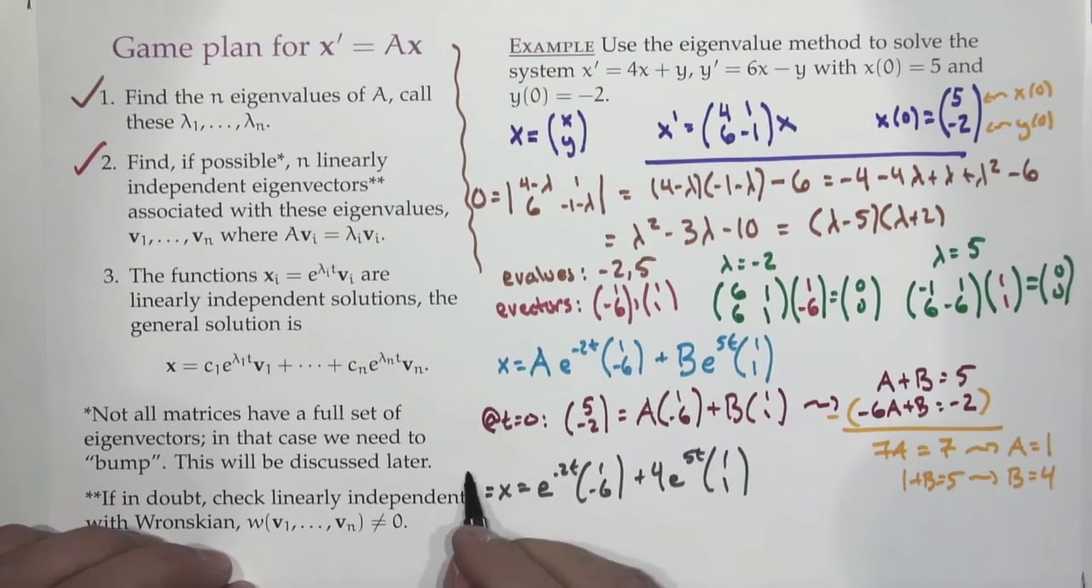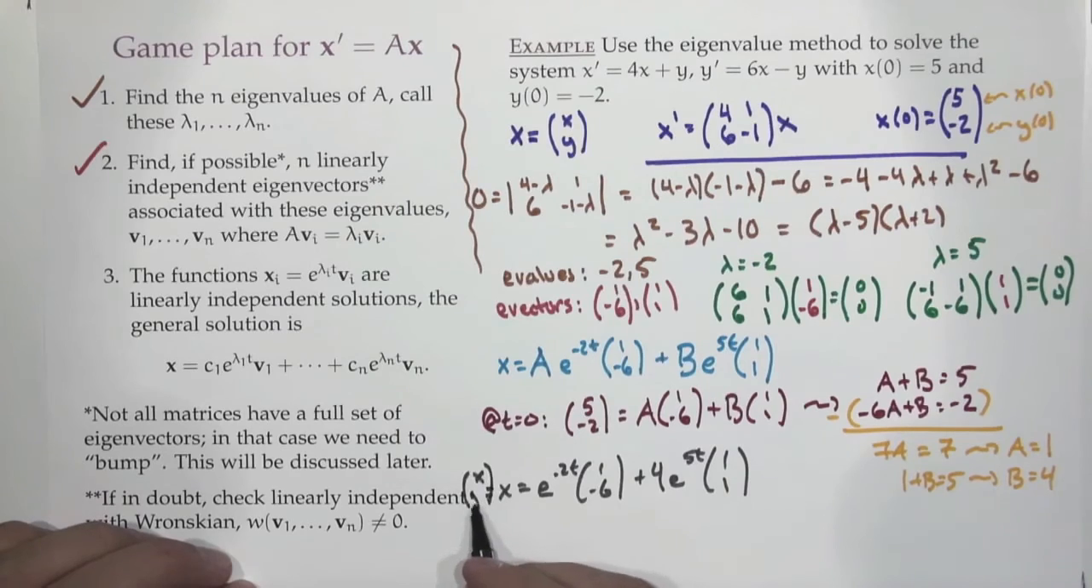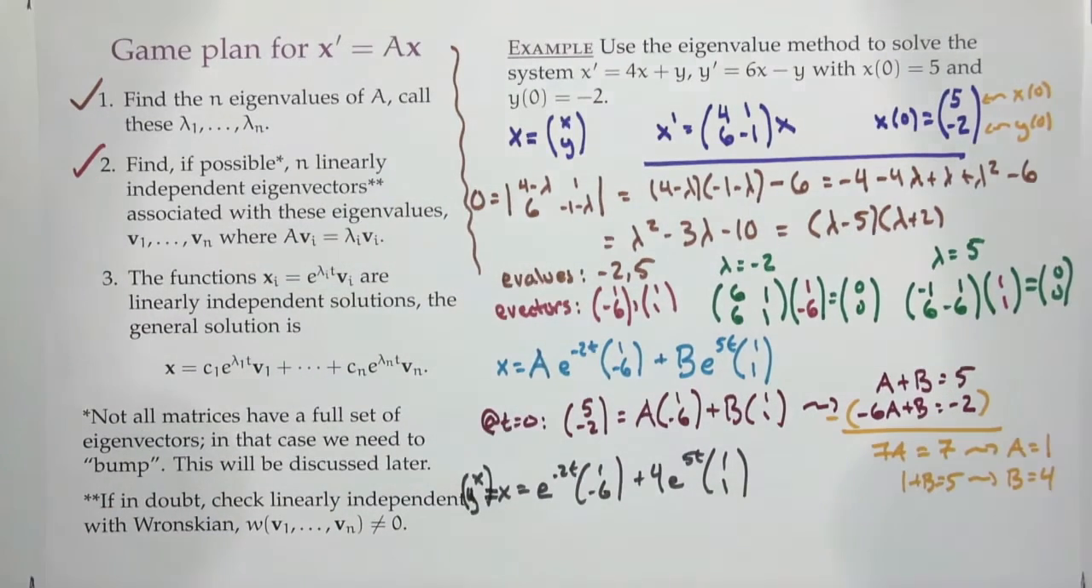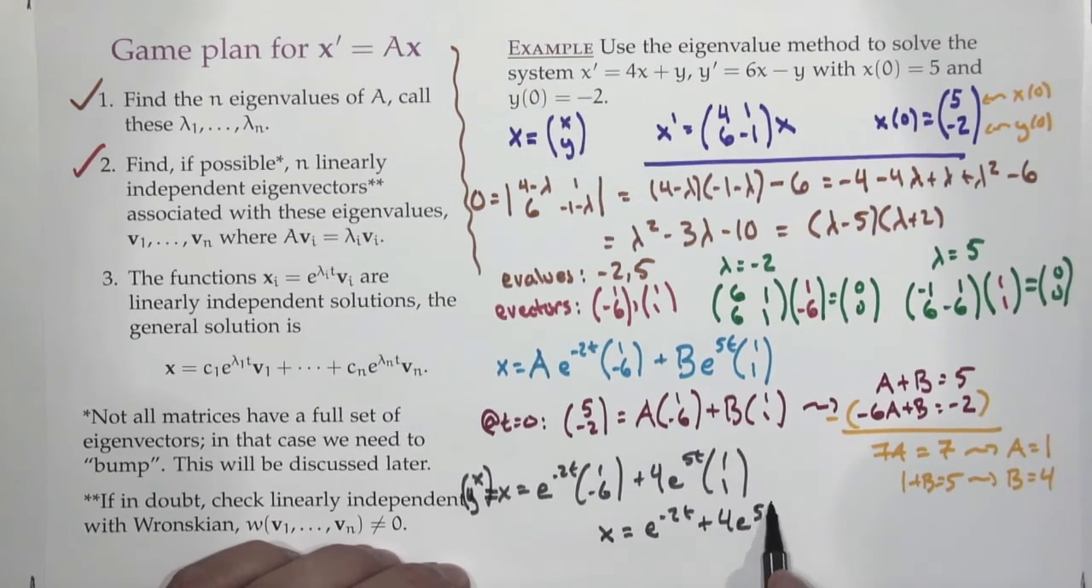Well, the vector x is really x, y. That's what we set up here. So we just say, look, if we want the x, you grab the top entries. So grab the top pieces. You'd get e to the minus 2t plus 4e to the 5t. And if you want y, it's the bottom entries. So y would be minus 6e to the minus 2t plus 4e to the 5t.